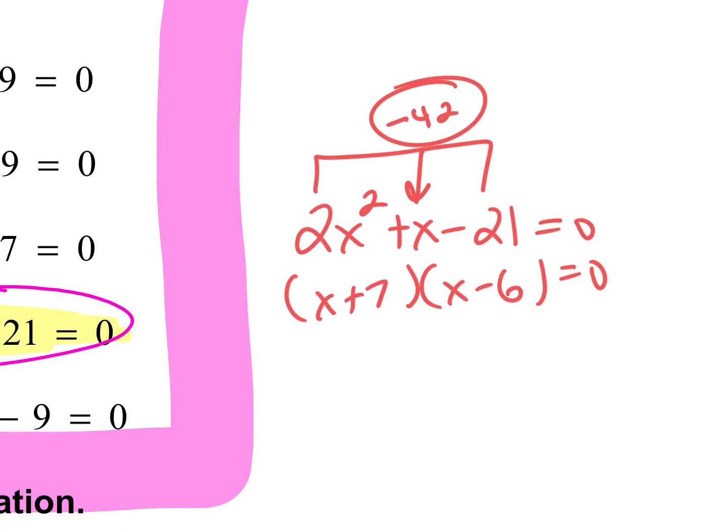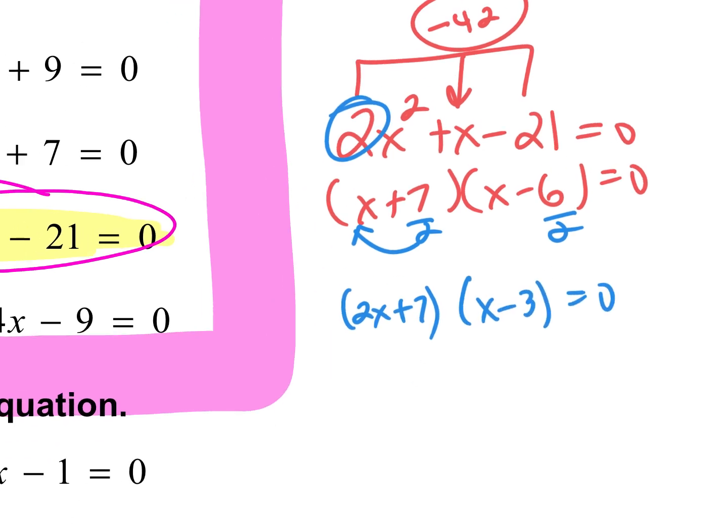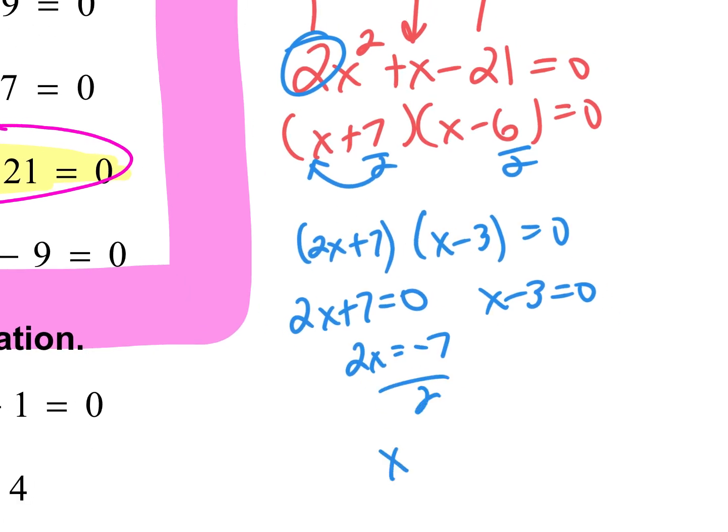Now, since my A term is not 1, I'm going to divide both of these by my A term. Does 7 divide by 2 nice and pretty? No, that's going to become my coefficient, so 2x plus 7. 6 divided by 2, yes? So x minus 3. And then we go one step further, guys. What does x equal? You take each parenthesis and set it equal to zero. So if I move 7 to the other side, I have 2x equals negative 7, and divide by 2, so x equals negative 7 over 2. And then I move 3 to the other side, so x equals 3.